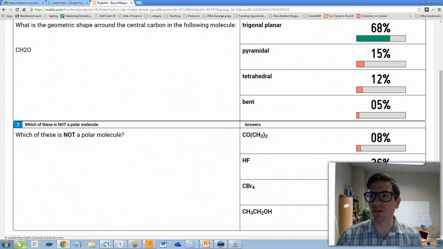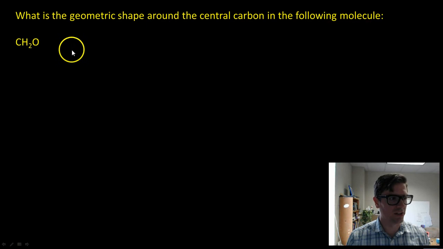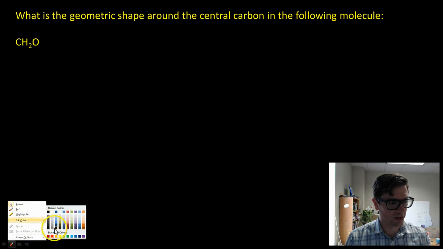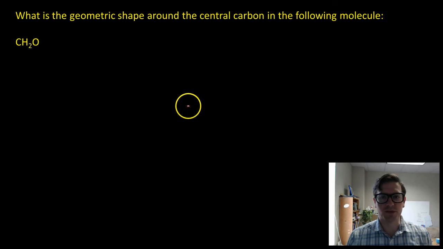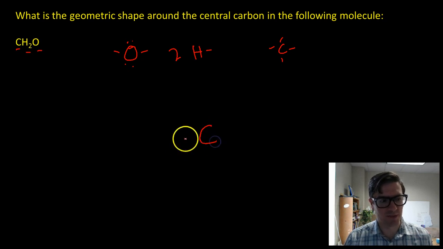Okay, so let's see here. Remember, whenever we're trying to understand these geometries, we need to start with a Lewis structure. And this is why I mentioned it was really important that you are able to draw Lewis structures. So we have a carbon, two hydrogens, and an oxygen. Oxygen likes to form two bonds. It has two lone pairs. Hydrogen likes to form one bond, and we have two of those. And carbon likes to form four bonds. I said we usually put the carbon in the middle.